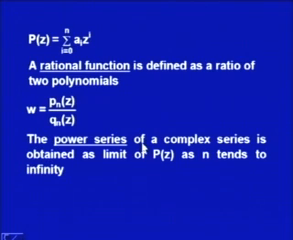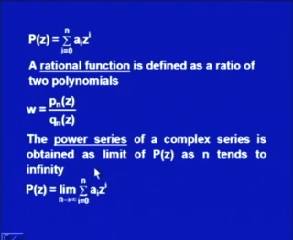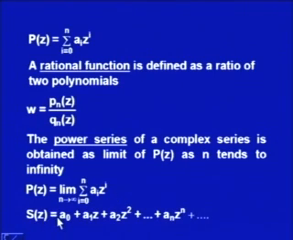The power series of a complex series is obtained as limit of p(z) as n tends to infinity. So, we write this expression as p(z) is equal to limit of summation a i z^i, n tending to infinity. So, this becomes a power series, and we write it as s(z) is equal to a naught plus a 1 z plus a 2 z square plus a n z^n and so on. So, this is a power series. We call it a power series because each and every term is expressed as some power of z.